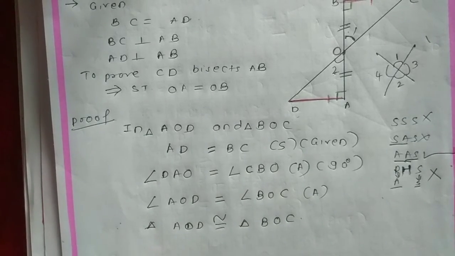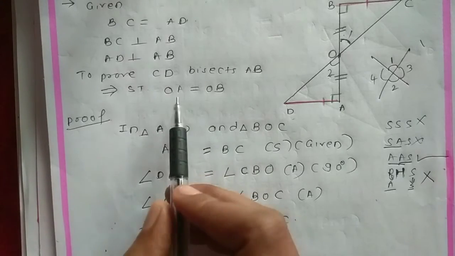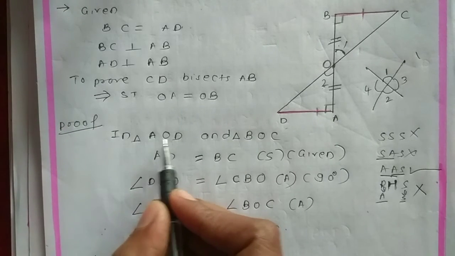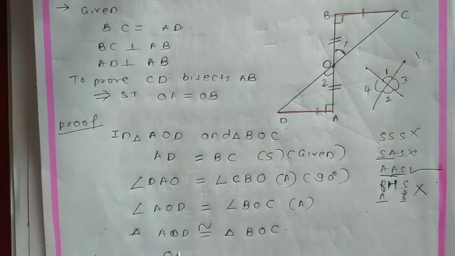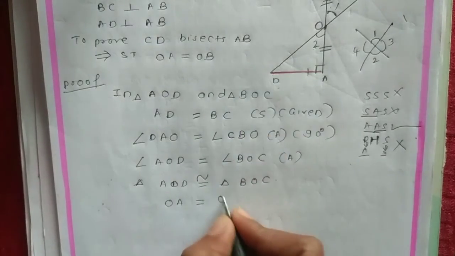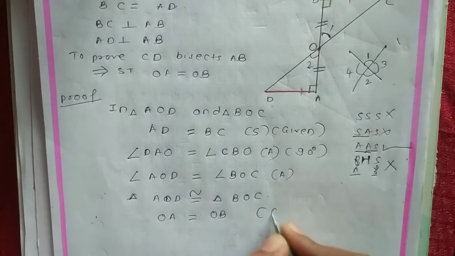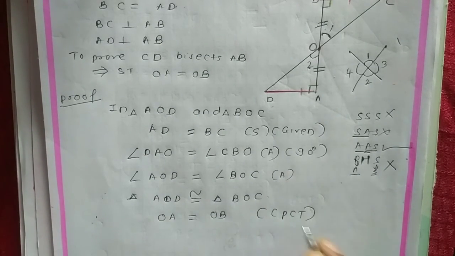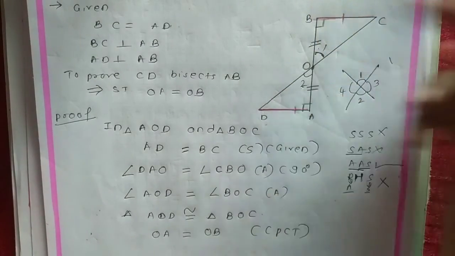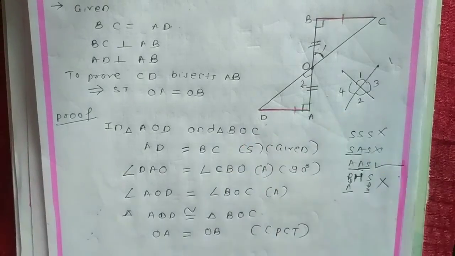So therefore we have to show OA equals OB. So here OA is a part of AOD, so right here, therefore OA is equal to OB. OB is a part of upside triangle. See here, because why? CPCT, corresponding parts of congruent triangles. So these are the corresponding parts, meaning equal parts of the congruent triangles AOD and BOC.